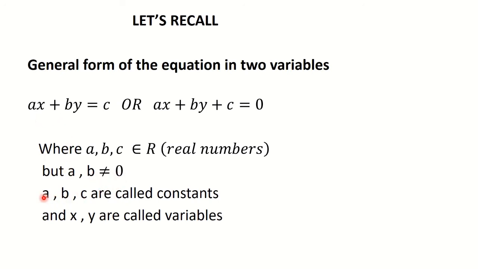Okay. So here a, b, c are called as constants. Why? Because they are numbers. Opposite to that, x and y are called as variables. Why? Because we can assign different values to them. Okay, so they are called as variables.